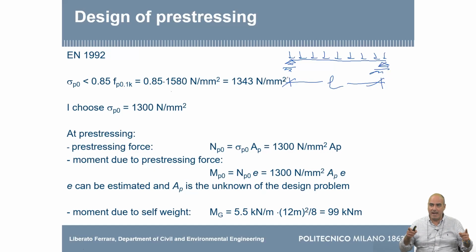Remember that this is the span. So your actual length of the element will be a little bit more because you have to take into account that your support is not a point. You have to support on a finite length. So your support can be probably a region of 15, 20 centimeters. So your element will be probably 20 centimeters longer than the span. But this span is useful to us because we calculate the maximum bending moment, which, if you go back to your slides, is for the self-weight 5.5 times 12 squared divided by 8. And there is this number, 99, okay?